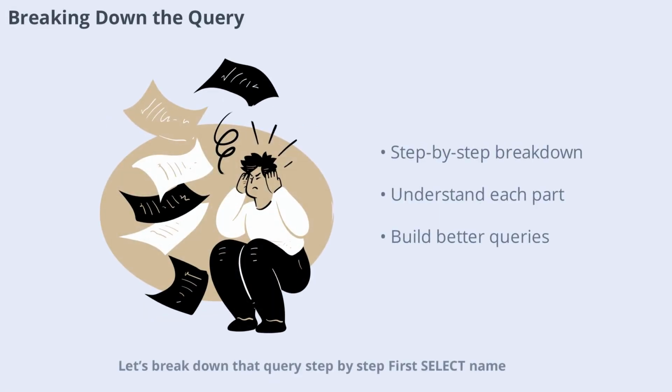Let's break down that query step by step. First, SELECT name, sales tells the database which columns to show. FROM customers specifies the table. WHERE sales > 5,000 filters for high-value customers. ORDER BY sales DESC sorts the results from highest to lowest sales. Each part of the query plays a specific role in shaping your results.